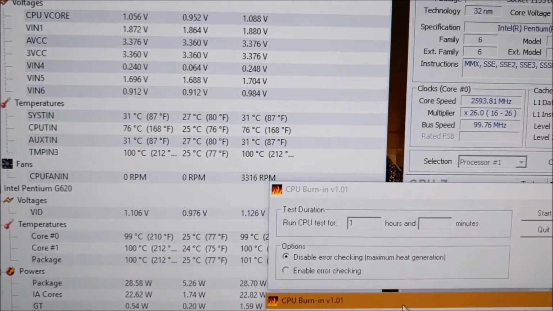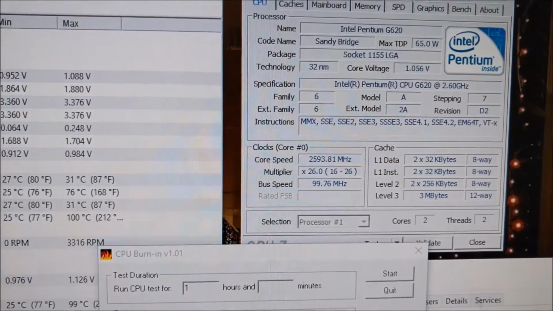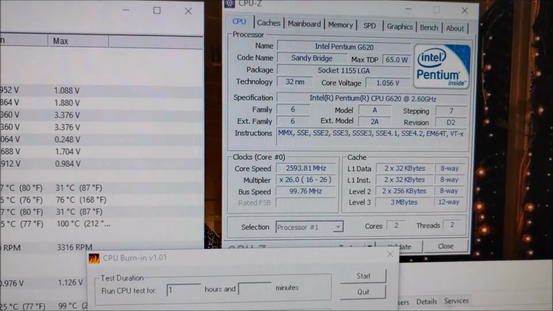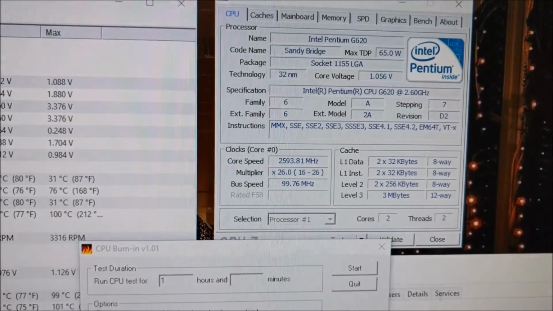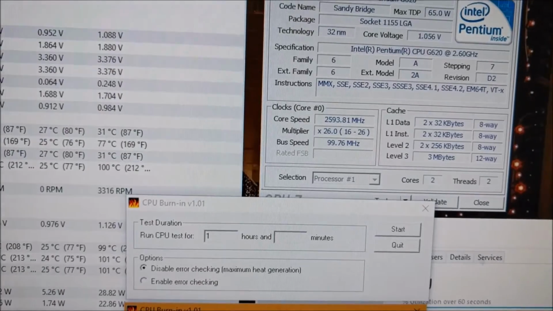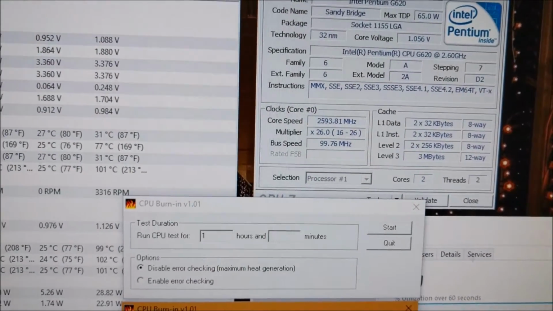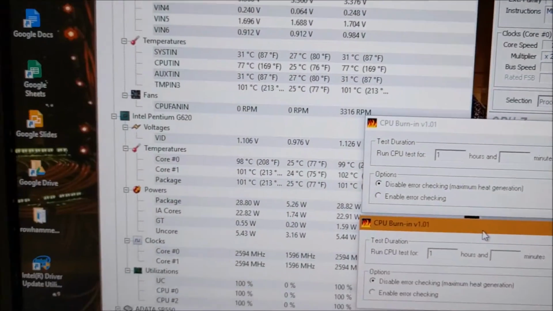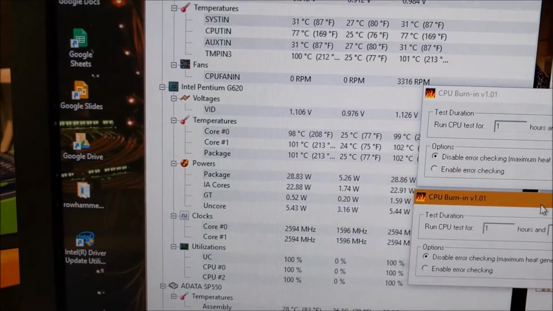101, no throttling. When does it throttle? Everything I read says it throttles at 100 C. But if you look at the core speed right here, that should change and the multiplier should drop. But nothing is happening. 102.